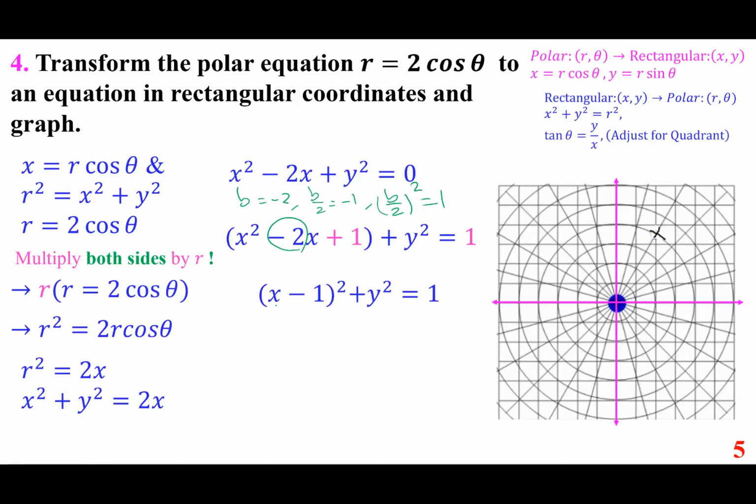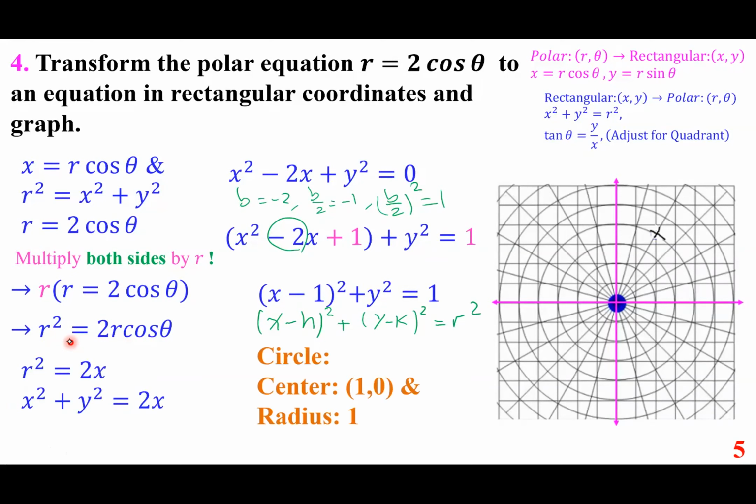The equation of a circle. X minus h quantity squared plus y minus k quantity squared equals r squared. Therefore, the center is located at 1, 0, with the radius being square root of 1, which is equal to 1. So here's the center, here's the circle.